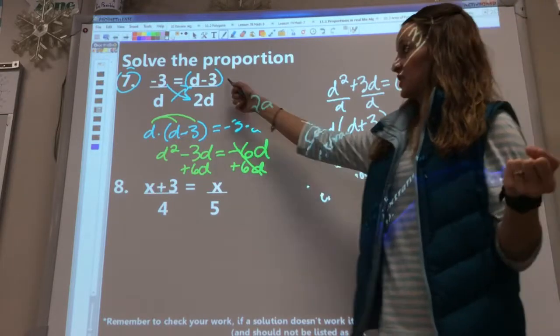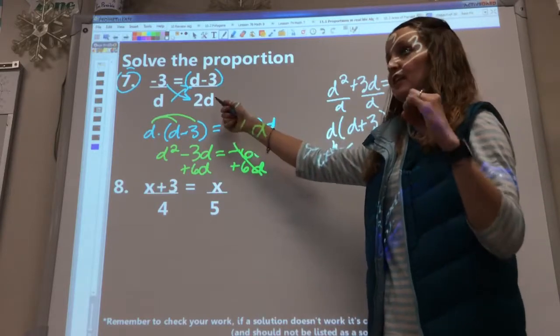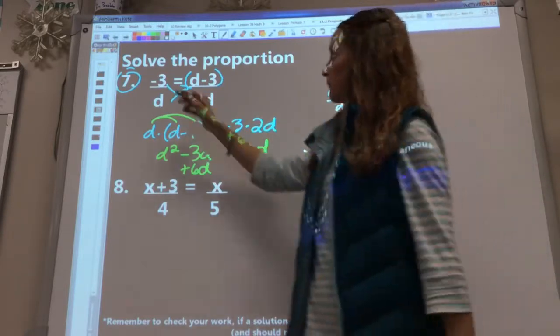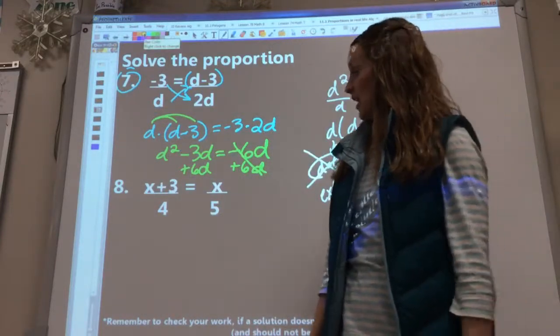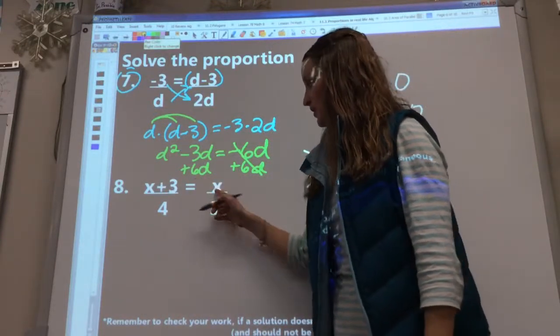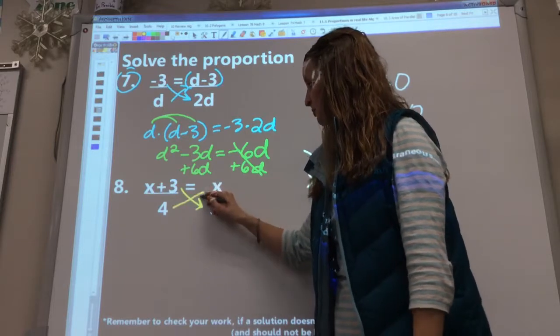Now, it can be 0 up top, that doesn't matter, okay? But you just can't divide by 0. Now, moving on, there's not a nice relationship. So once again, we have to cross multiply today.